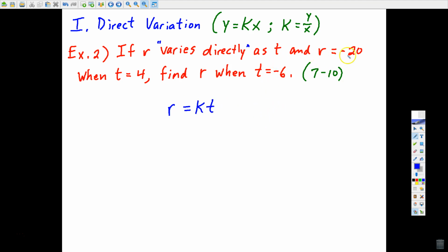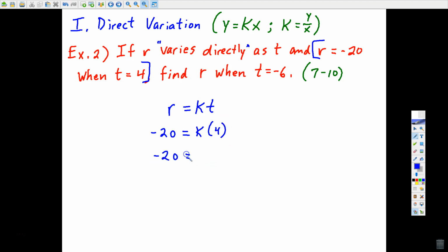Okay, R is -20 when t is 4. Remember, the purpose of this, instead of just telling you what k is, they're going to make you work for it. So the reason for giving you the values for R and t, plug those in so that you can find out what k is. All right, R is -20 and t is 4.